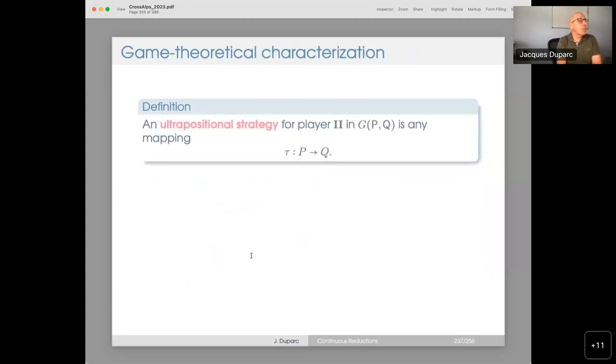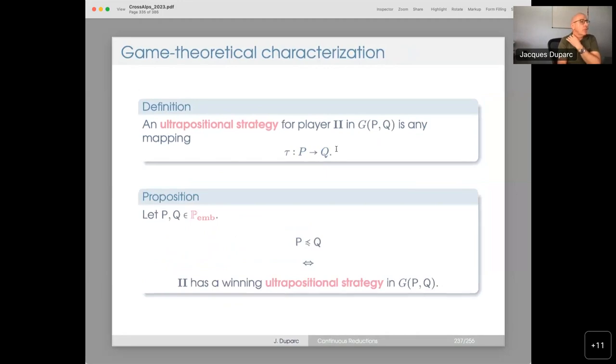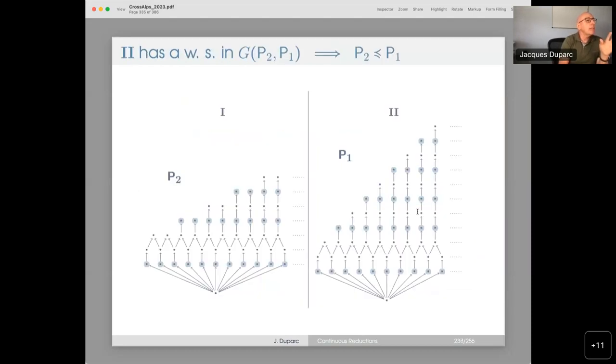An ultra-positional strategy for player two is just a mapping from the first poset to the second poset. You see this notion of ultra-positional strategy coming. And you have that P is less than Q if and only if two has an ultra-positional strategy in this game. I will show you two posets, and I will show you that P2 is less or equal than P1, but P1 is not less or equal than P2, which will show you that P2 is strictly below P1. But if you understand this, you can create a P3, P4, P5, and you can build an infinite descending sequence.